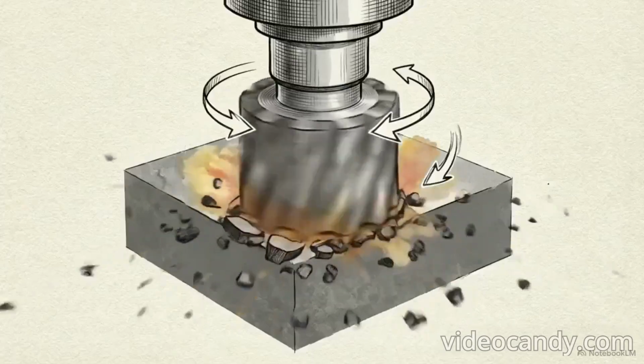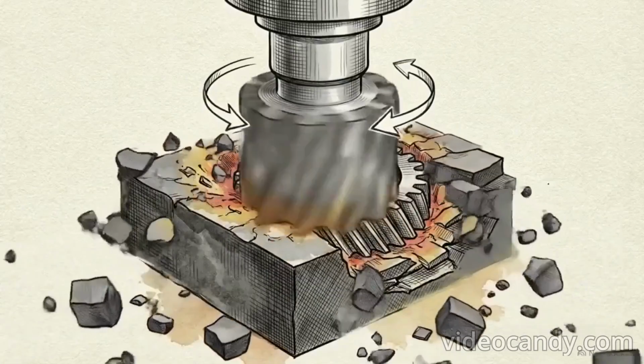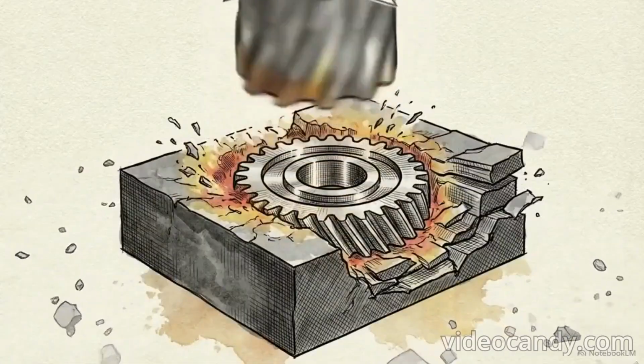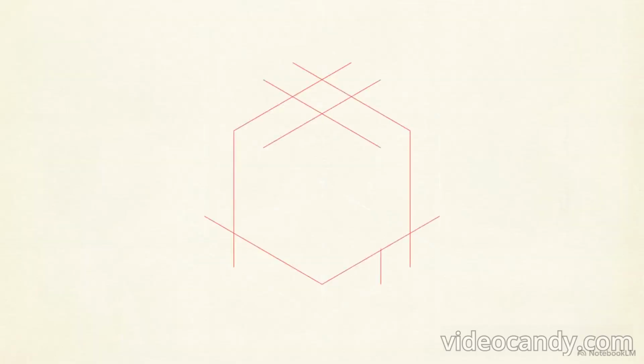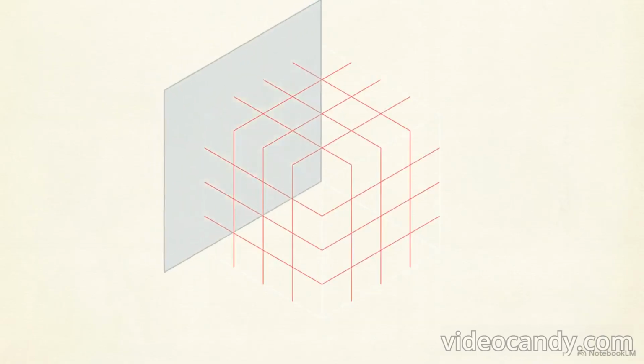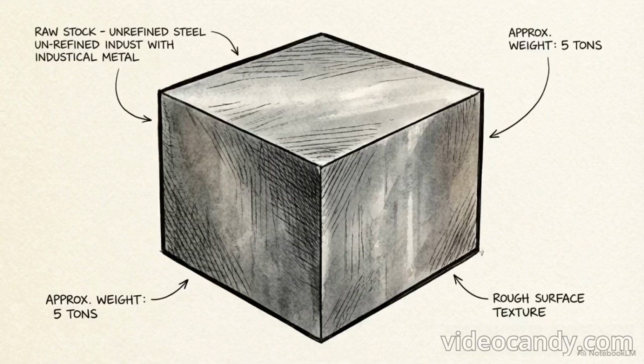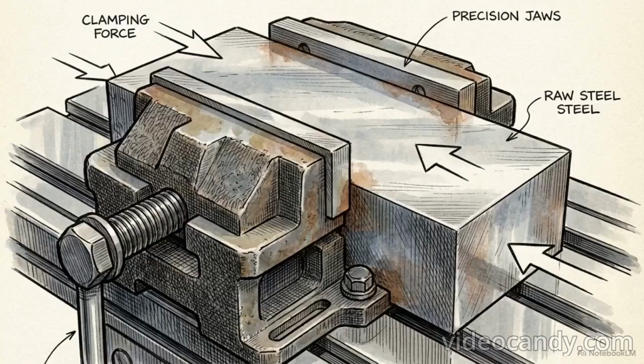Watch as this spinning cutter tears away solid metal to reveal the precise geometry of an aerospace gear hidden inside the raw block. This is subtractive manufacturing. It is a class of production where we achieve our final engineered geometry by systematically removing material from a larger mass. The process always begins with what engineers call stock, a solid, unshaped block of raw material that is locked into the machine's work area before any cutting begins.